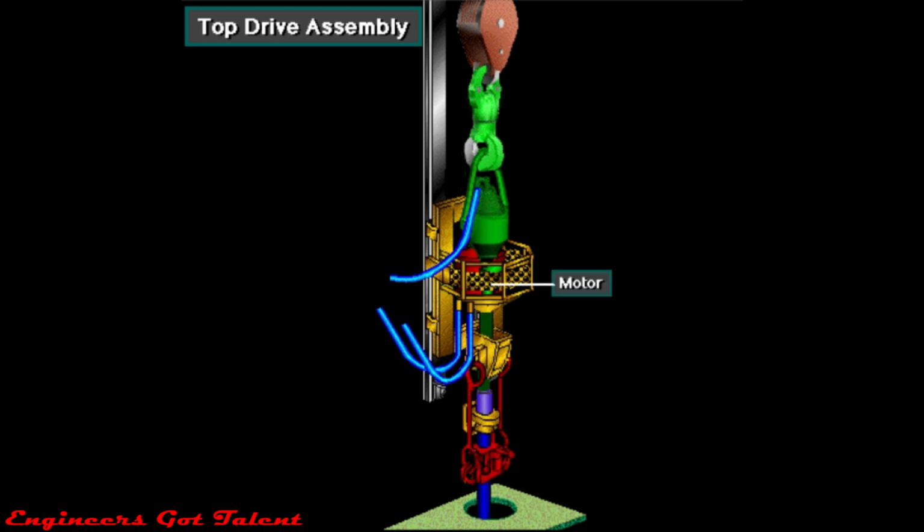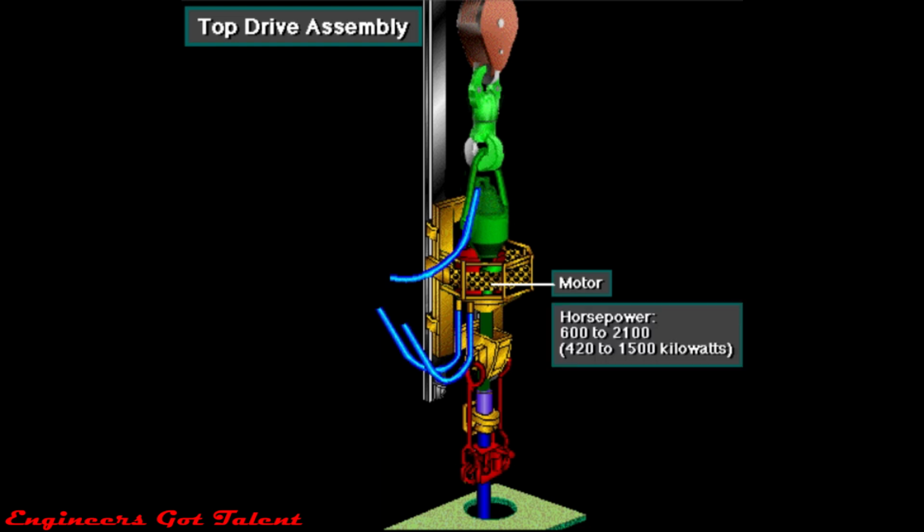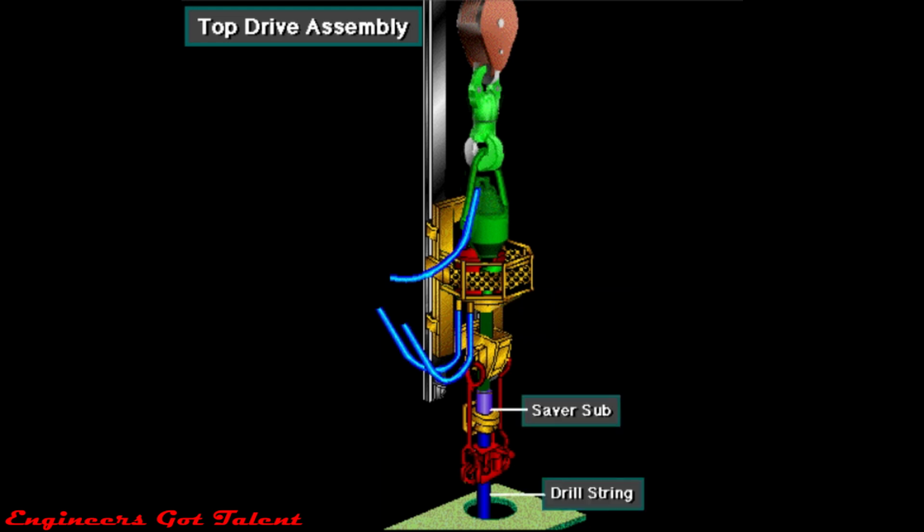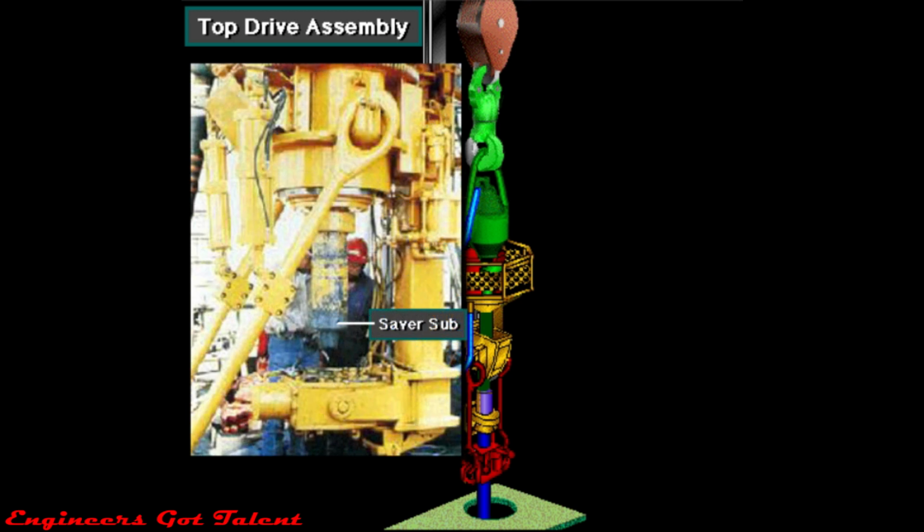The top drive motor connects to the traveling equipment at the integrated swivel assembly. Drive motor horsepower ranges from 600 up to 2100, or 420 to 1500 kilowatts. The motor turns the main drive shaft through a gearbox or transmission. Crew members make up a saver sub on the bottom of the drive shaft and make up the drill string onto the saver sub. The saver sub cuts down on wear and tear to the drive shaft's threads.